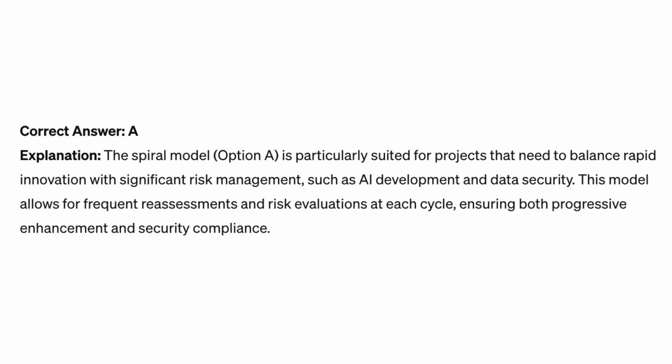Correct answer A. Explanation: the spiral model option is particularly suited for projects that need to balance rapid innovation with significant risk management, such as AI development and data security. This model allows for frequent reassessments and risk evaluations at each cycle, ensuring both progressive enhancement and security compliance.